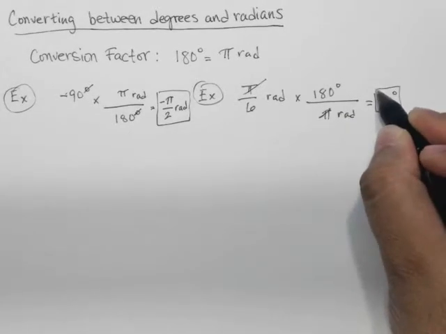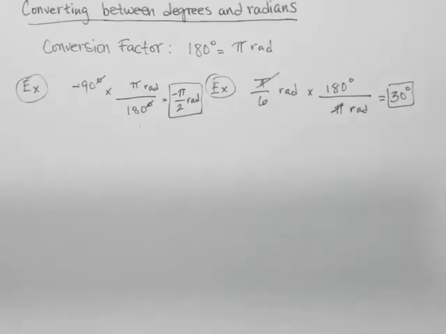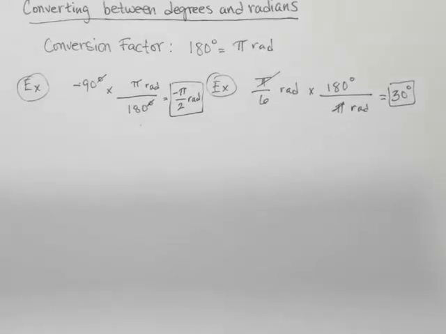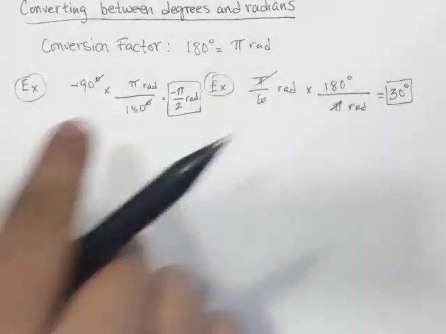So really simple examples here. Converting between degrees and radians is actually not that bad. You just have to remember this conversion factor right here.